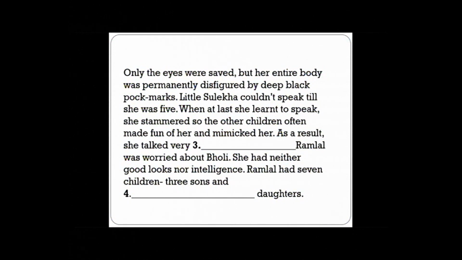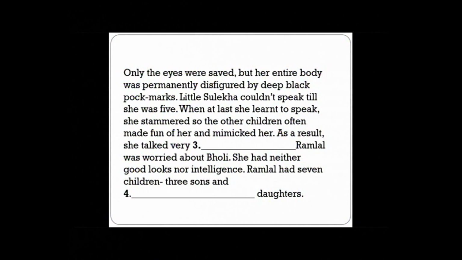Little Sulekha couldn't speak till she was 5. When at last she learned to speak, she stammered, so the other children often made fun of her and mimicked her. As a result, she talked very little. Ramlal was worried about Polly. She had neither good looks nor intelligence.